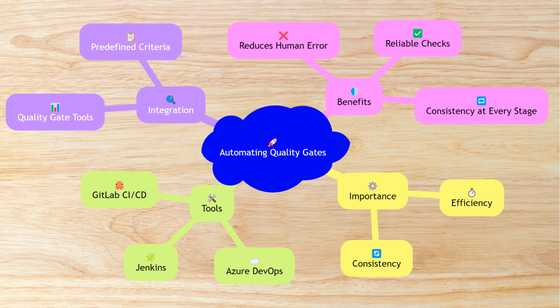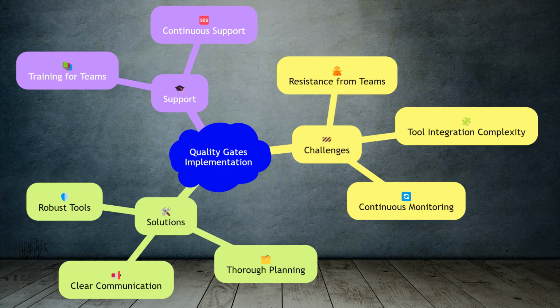Implementing quality gates can present several challenges, such as resistance from development teams, the complexity of integrating multiple tools, and the need for continuous monitoring and updating of criteria. Overcoming these challenges requires clear communication of the benefits, thorough planning, and the use of robust tools and frameworks. Training and support for development teams are also crucial to ensure successful implementation.